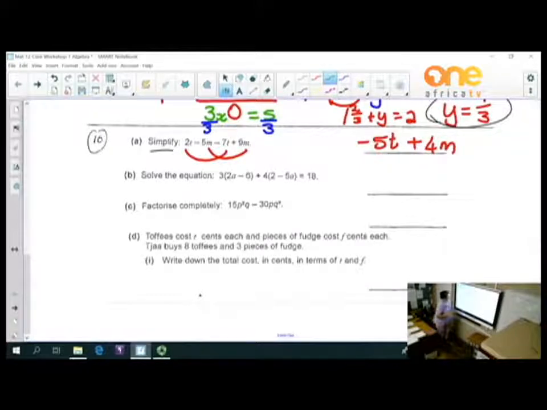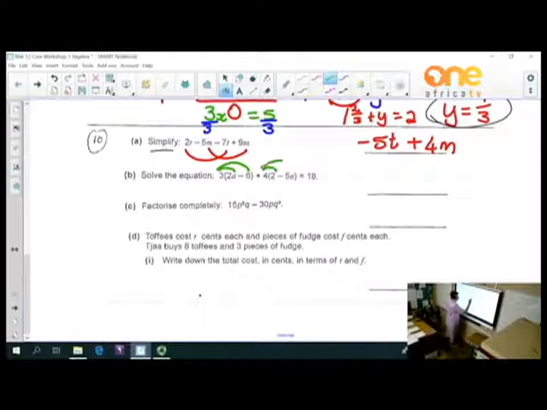Positive 4m. The next one is an equation, but we also have brackets, and you remember that BODMAS rule? So I first have to remove my bracket. And what's very important is that you will multiply it with each term. You need to multiply it with each term.